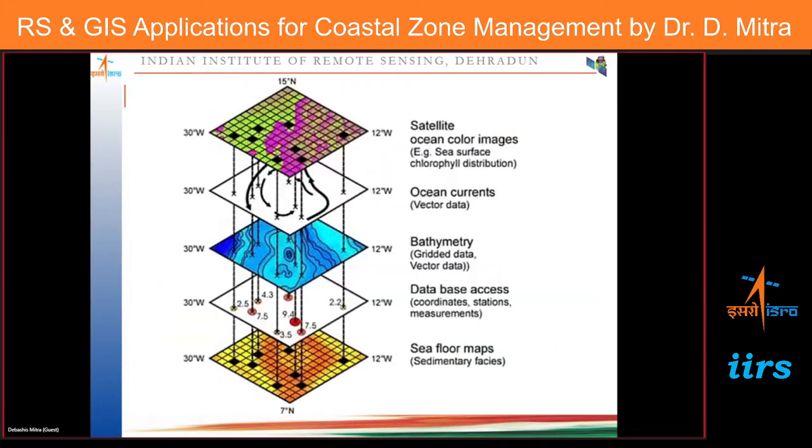Here you can see various kinds of layers, like ocean current, which will be vector data, ocean color images, which are mainly raster images, and bathymetry, which can be gridded data as well as bathymetric contours. You can do it as vector data. Then various kinds of station measurements, which are point measurement data. We can see cliff maps, sedimentary facies, all the maps. You can bring them together in a GIS, superimpose one over the other, and make various kinds of decisions.